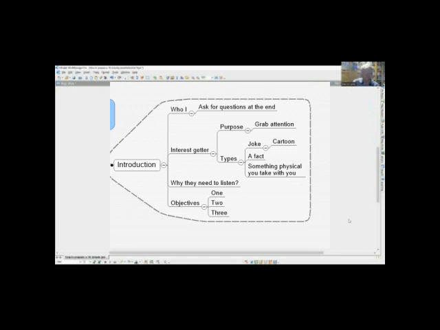Once you've got their attention, the next step is to explain to them why they should be listening to you. So you might say something like, this is an important topic because we all need to know how to save the planet we're living on. So it's an expression of need.